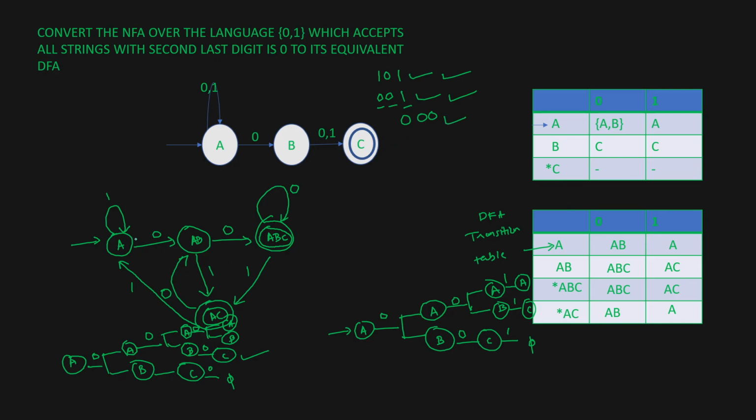What about the DFA? Let's say you're in starting state A, you get input 0, you go to AB. Over here you get input 0, you go to ABC. Again you get input 0, you are in state ABC itself. Is it a final state? Yes, ABC is also a final state. So this string is accepted by the DFA also. This is how we convert the NFA to DFA.